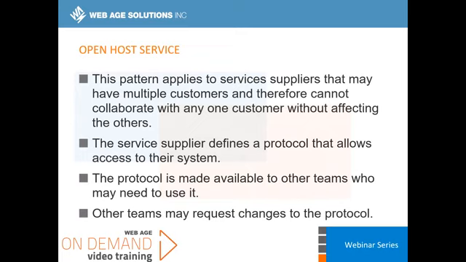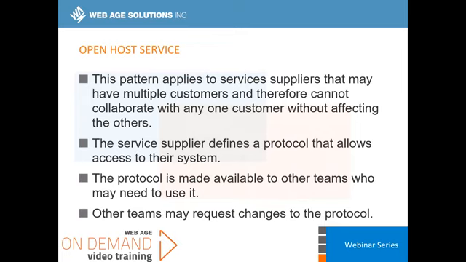So the open host service is an interesting concept, okay? I've got service suppliers, and these service suppliers may have multiple customers, right? So there's perhaps too many, or an unknown number of folks or bounded contexts that I need to be concerned with, and how do I affect them? And so the service supplier defines a protocol that allows access to their system, and then I provide that to anyone who wants to use it.